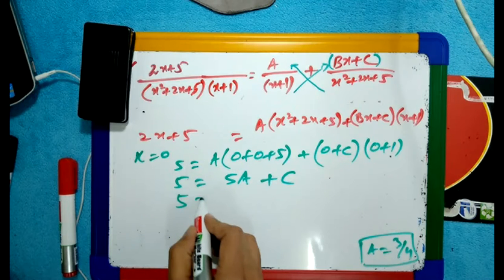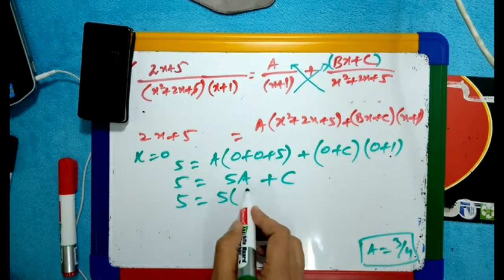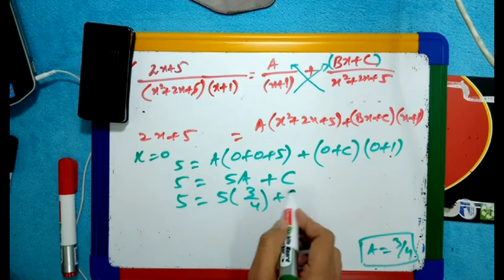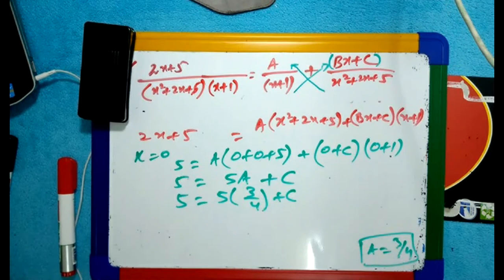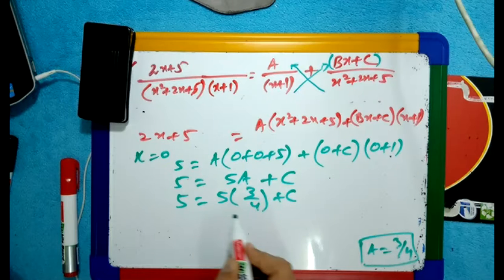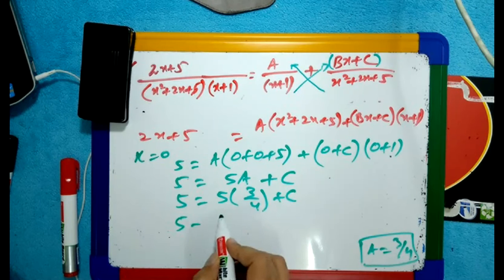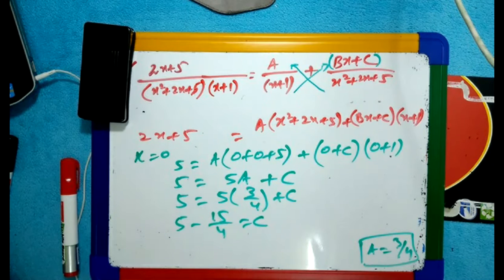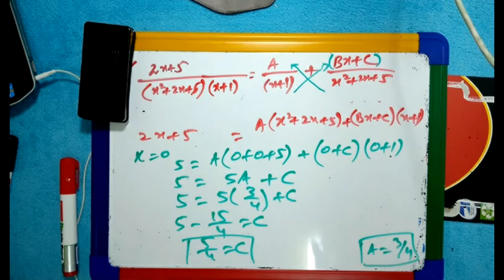5 equal to 5 times 3 over 4, because I already have the value of a. Now I can find c. 5 minus 5 times 3 is 15 over 4 equal to c. So 5 times 4 is 20, minus 15, gives 5 over 4 equal to c. This is the answer. So c I got.